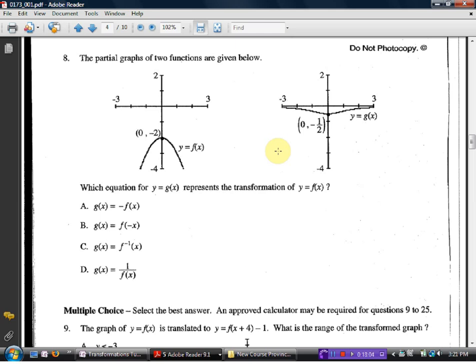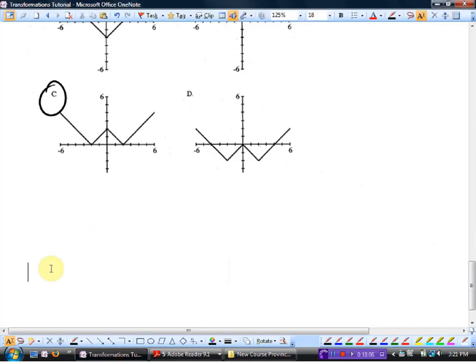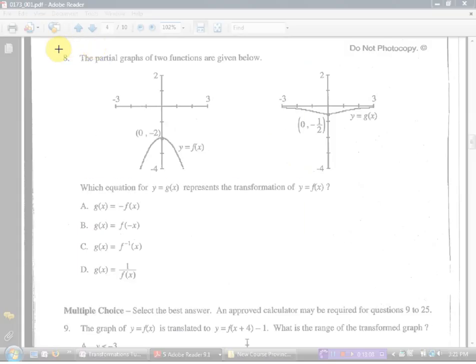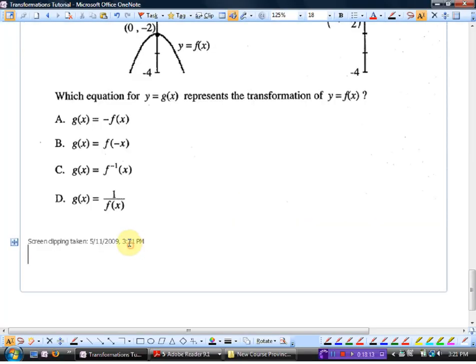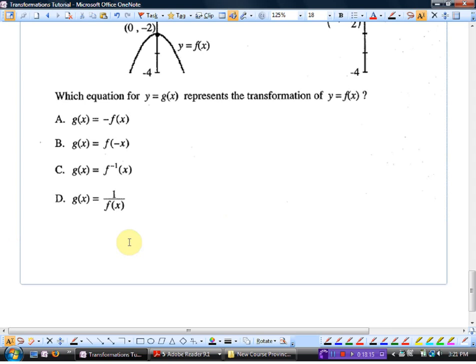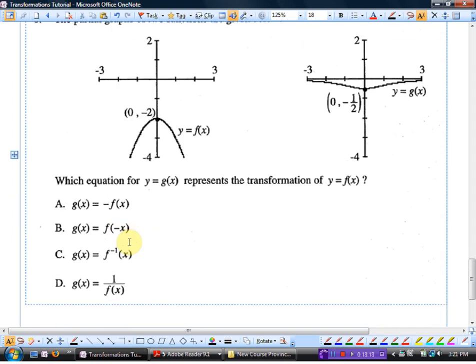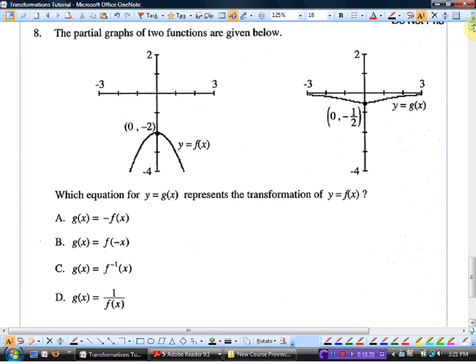The partial graphs of 2 functions are given below. Hey, I can clip this one. It'll fit. Which equation for y equals g of x, that's this one here, represents the transformation of that? Well, I do notice they gave me a key point. 0 comma negative 2 became 0 comma negative a half. Well, what have they done?